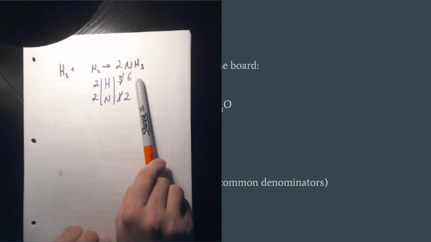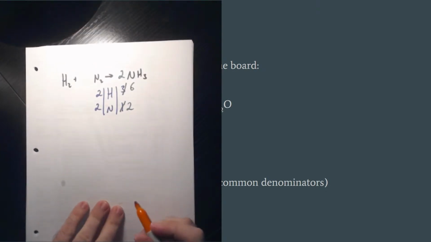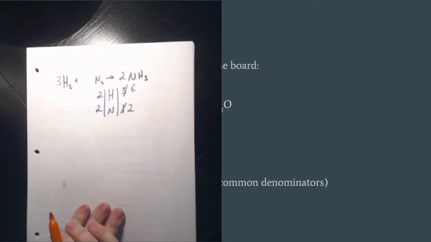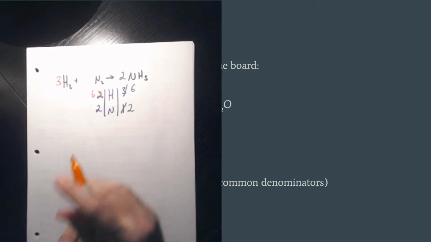We have 6 hydrogens on the right. We need to get that to balance. And the way we do that is by putting a 3 in front of hydrogen. And then now 3 times 2, we have 6 hydrogens.